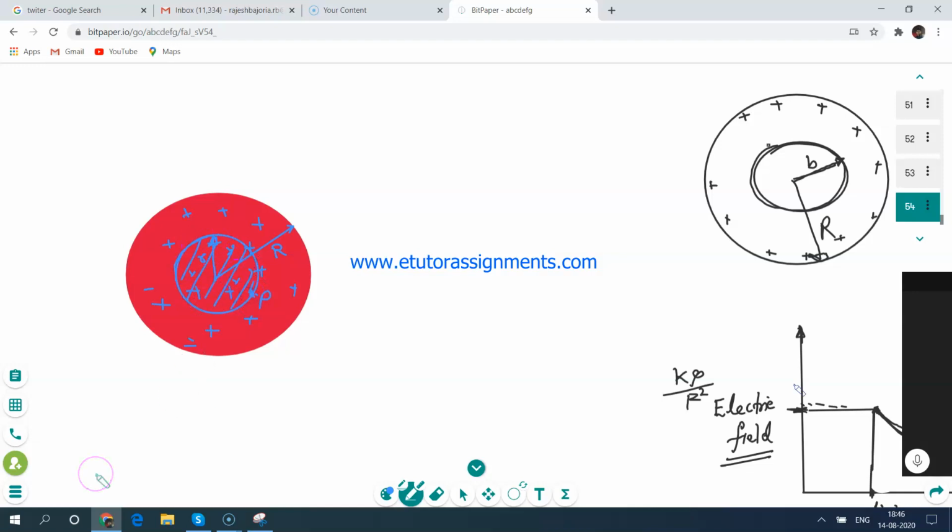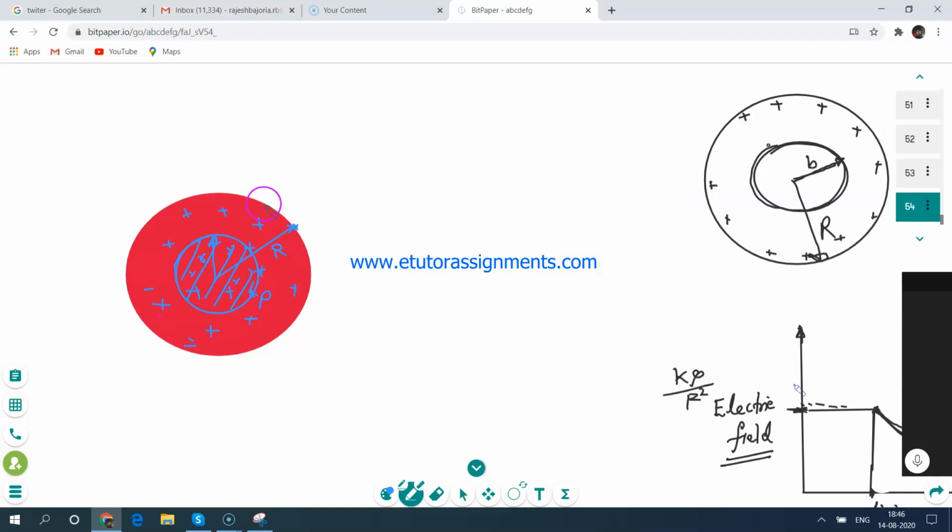So what about the field? Are you thinking the field will be more here or here? Inside will be less. Why? Because the charge enclosed by the smaller Gaussian surface is less.